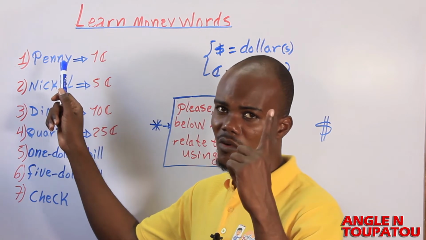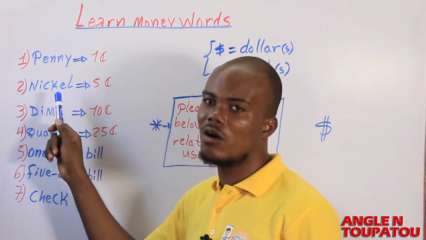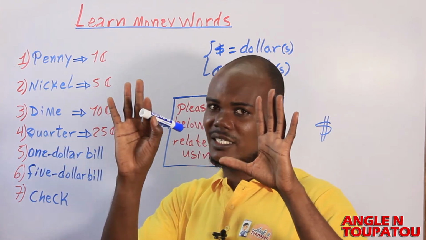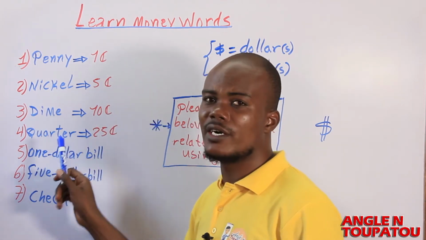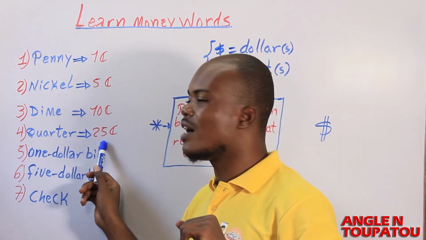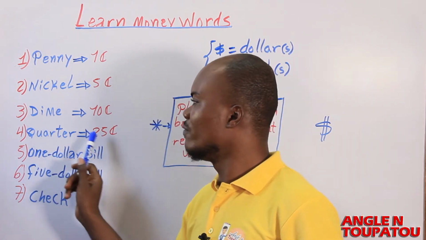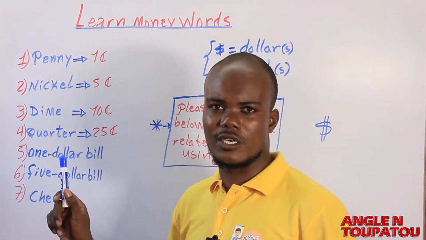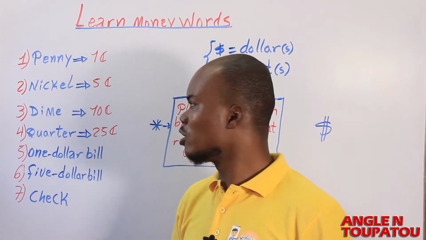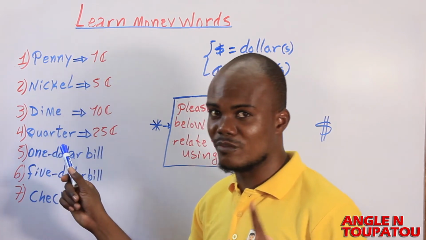Penny, 1 cent. Nickel, 5 cents. Dime, 10 cents. A quarter. Okay, 25 cents. 25 cents is a quarter. Good. Remember this, because we are going to do the exercise.